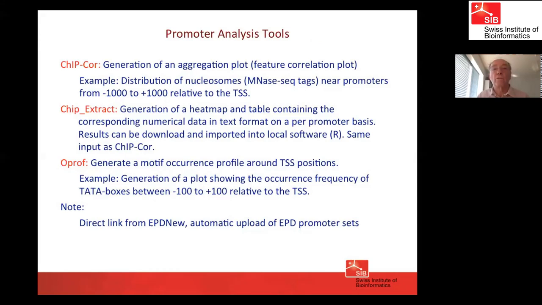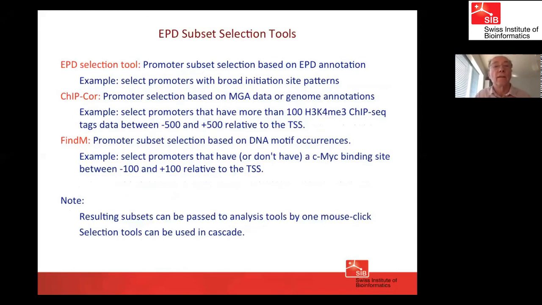So this is just a summary of the promoter analysis tools. I think I can more or less skip this slide. You have seen ChIP-Cor, you have seen ChIP-Extract, and you also have seen OPROF. And then these tools or related tools can be used as promoter subset selection tools. You will see how you can do it in an exercise this afternoon. But basically, you can use all the data that are available in the MGA repository to do promoter selection, to select subsets which are enriched in a certain feature, or subsets that are depleted in a certain feature. You can do this with ChIP-Cor, followed by a feature selection menu.